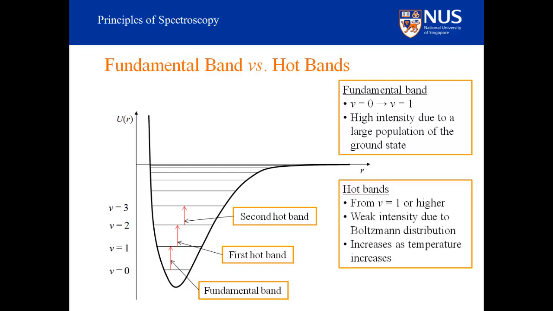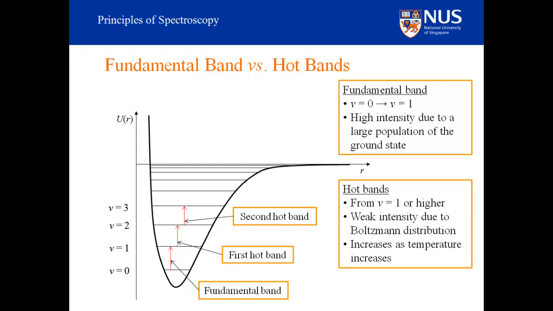However, there will be a difference in the response of the spectrum of the hot bands compared to the overtones as we change the temperature. As we increase temperature, the populations of the excited vibrational states will increase at the detriment of the population of the V equals 0 state. This means that the intensities of the hot bands will increase and the intensity of the fundamental band will decrease as we increase the temperature.